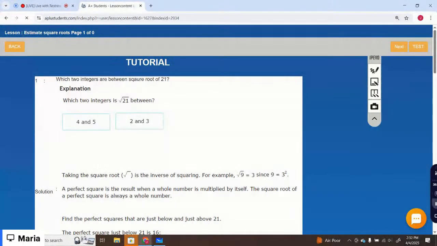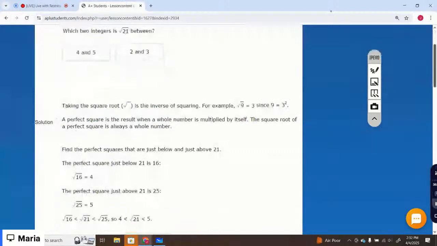So the square root of 21. The perfect square just below 21 is 16, and the one just above 21 is 25. So the square root of 21 is between 4 and 5.